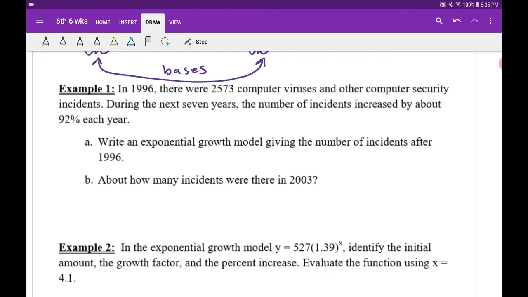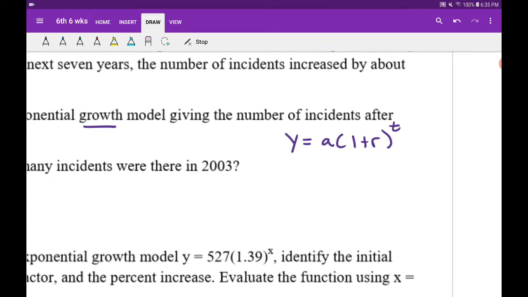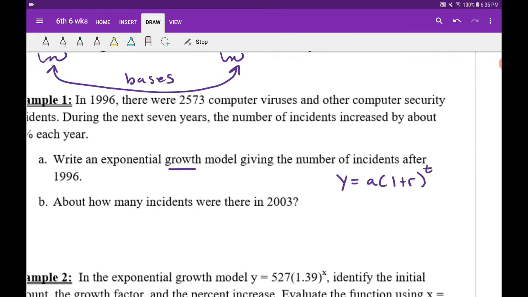All right, so we have a growth model. We know we're going to model it, which means an equation. They already told us it's growth, so we're going to take this equation here, 1 plus r to the power t, and use that to do part A and find the equation. The initial amount was 2,573 computer incidents.